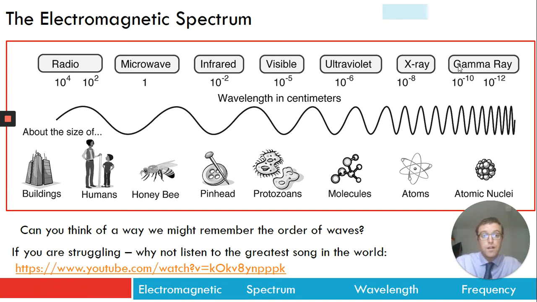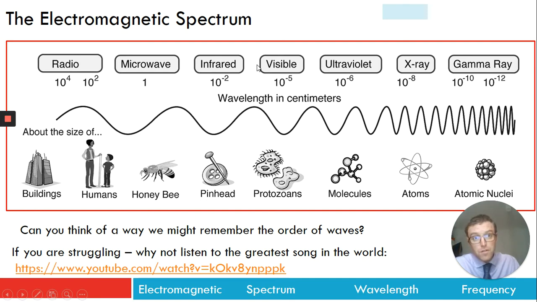Waves of a certain wavelength have certain properties, and as that wavelength increases or decreases, eventually those waves start to have very different properties. For example, you can see the visible part of the electromagnetic spectrum has a wavelength in centimeters of about 10 to the minus 5. That's the same order of magnitude as the size of a bacteria or a protozoan, as shown. Visible light is the part of the electromagnetic spectrum that we can pick up with our eyes.